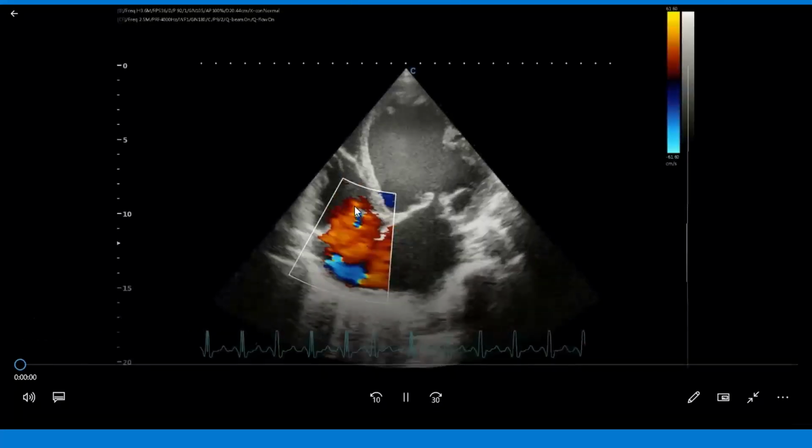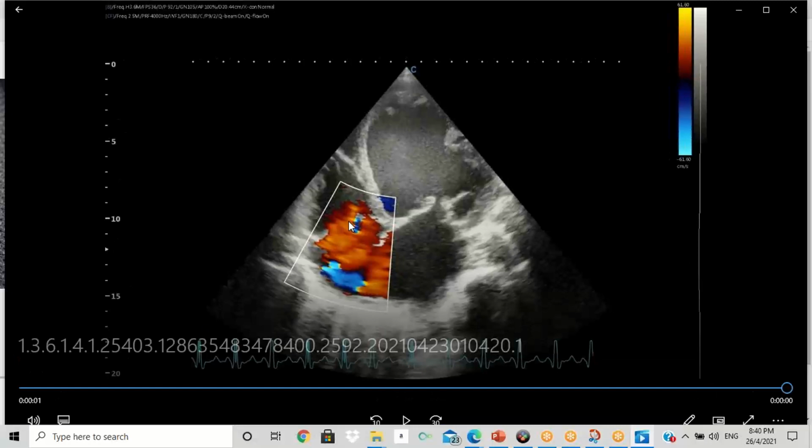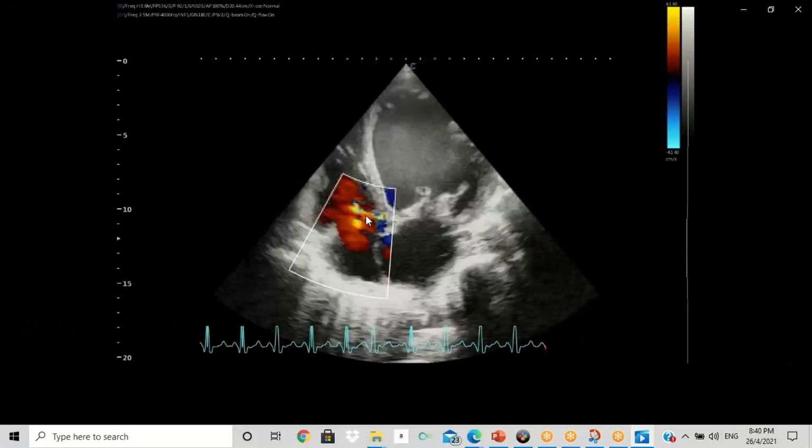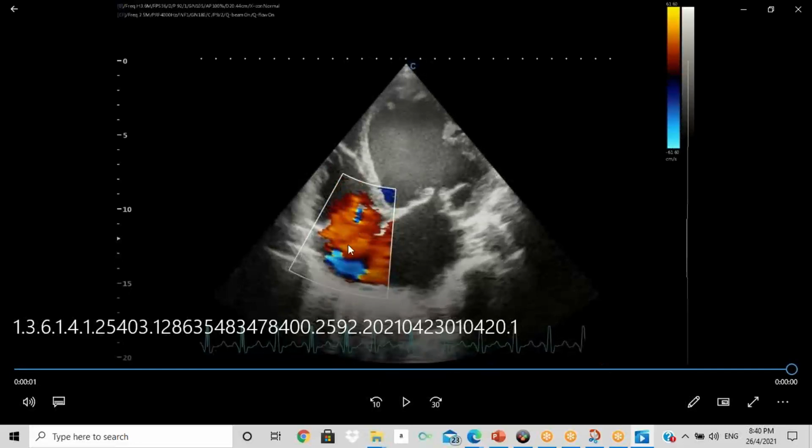Regurgitation is a bluish color right there. So let's play it. You can see that there's something coming down there. It's a sort of bluish color because it's a flow away from the transducer. It's right there, you see. So that's tricuspid regurgitation. It tells you that there's a flow from the right ventricle across the tricuspid valve going into the right atrium. Tricuspid regurgitation.